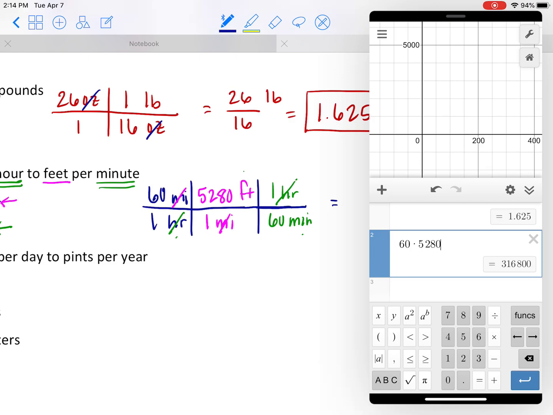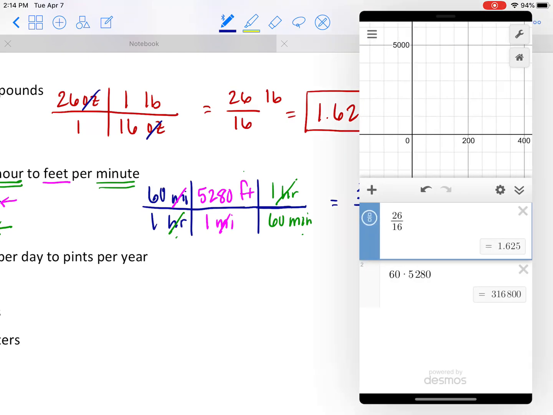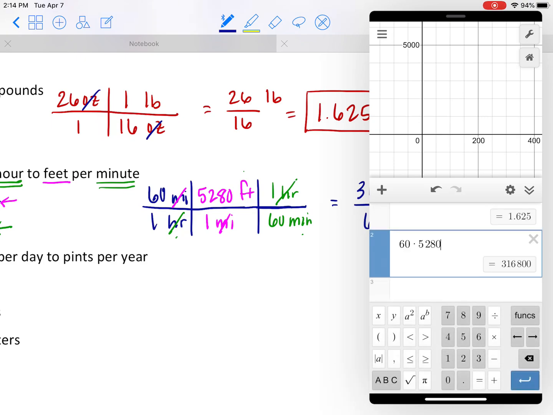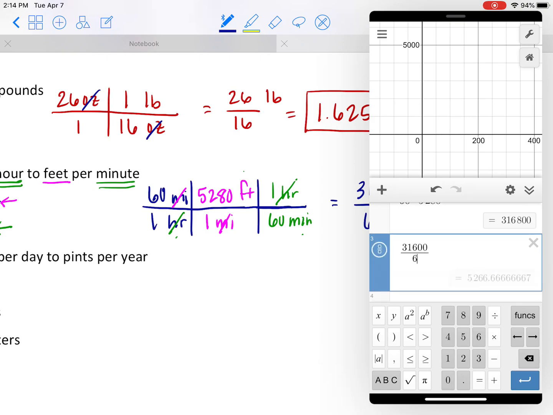So now it's a process of multiplying and dividing. So we multiply straight across the top. So we're looking at 60 times 5,280, which is 316,800. 316,800. And that was feet left on the top. And then on the bottom, 1 times 1 times 60 is 60 minutes.